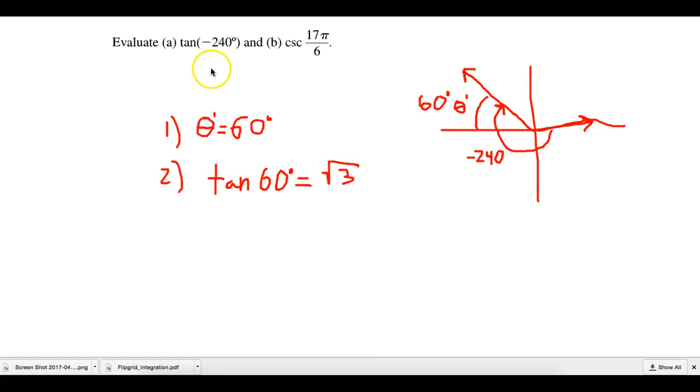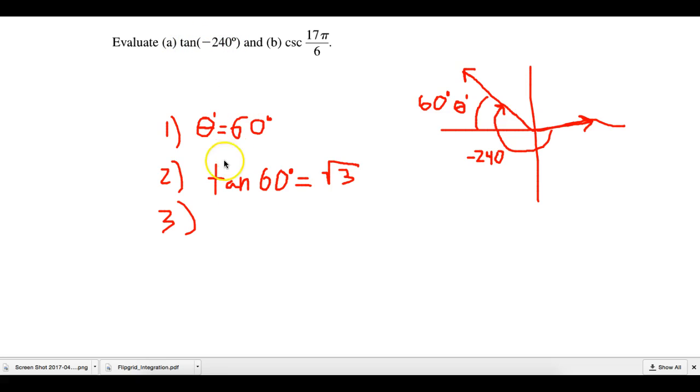So that's why we want to find the reference angle instead of doing negative 240. Okay, but we're not done yet. This isn't our final answer. Our third step is we have to look at the sine and see if the tangent is supposed to be positive or negative. We know the tangent of 60 is positive root 3, but that doesn't mean the tangent of negative 240 is.